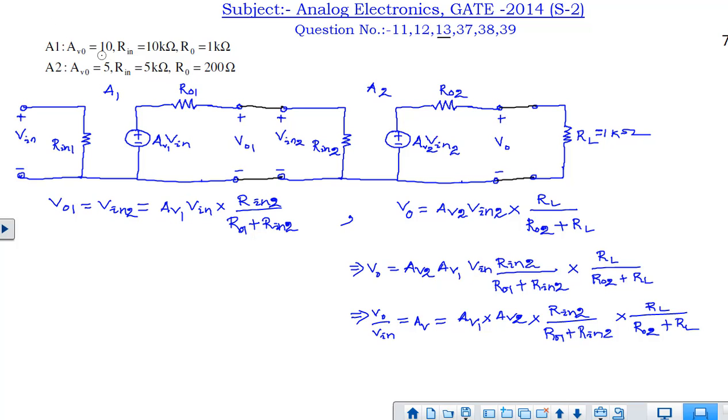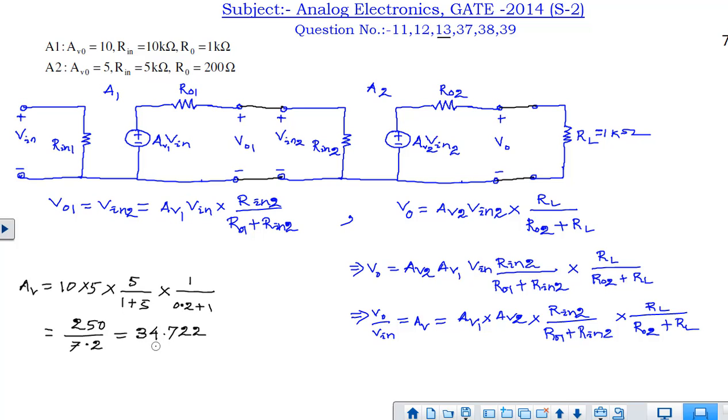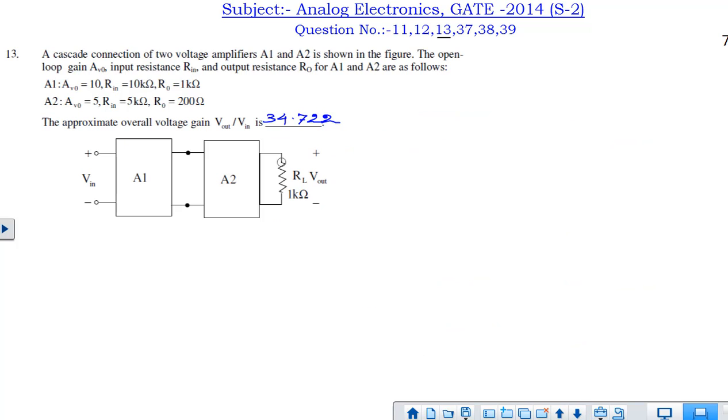AV1 is nothing but 10, AV2 is nothing but 5, Rin1 is not needed, Rin2 value is 5 kilo ohm, R01 value is also given, that is 1 kilo ohm, and R02 value is 200 ohm. So we will substitute all these values to find out the voltage gain, and the voltage gain will come out to be 34.722. So the approximate overall voltage gain is 34.722.